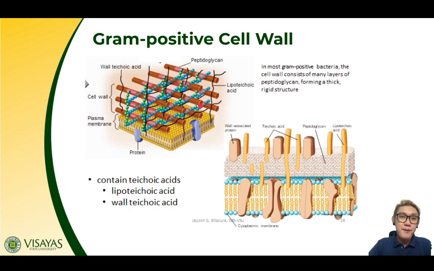Also, gram-positive cell wall contains teichoic acids. Two types of teichoic acids are found in gram-positive cell wall, the lipoteichoic acid and the wall teichoic acid. Wall teichoic acids are found embedded within the peptidoglycan layer, while lipoteichoic acids span from the peptidoglycan layer and are embedded towards the cell membrane of the gram-positive bacteria.